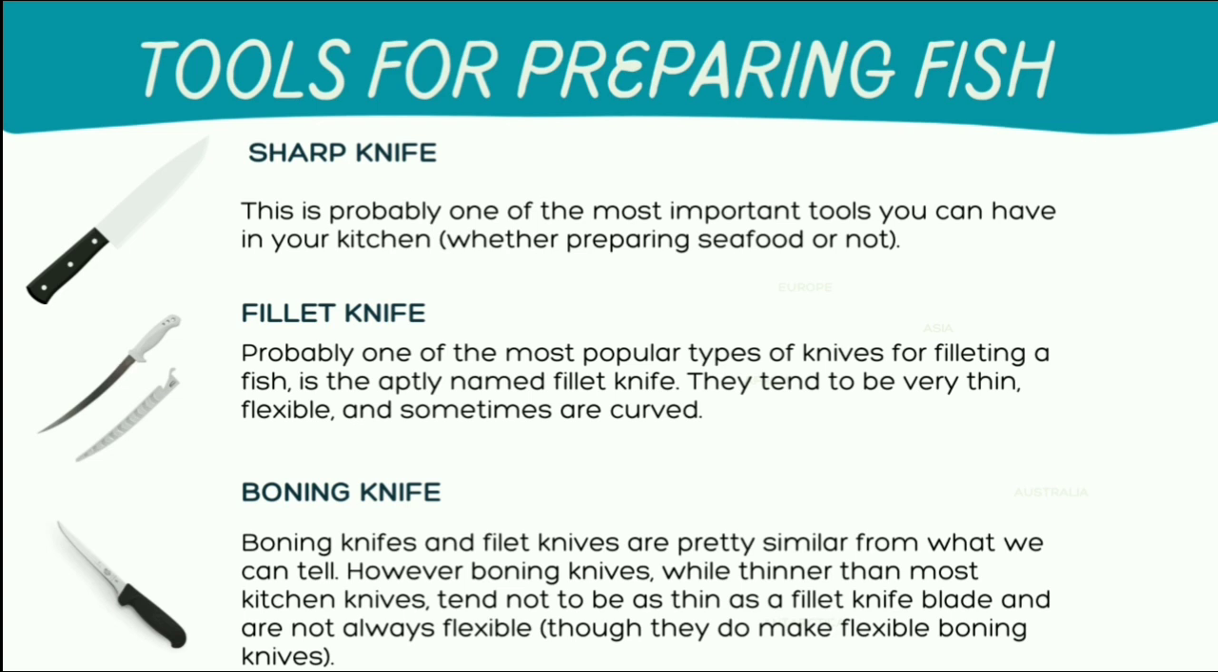Next, boning knife. Boning knives and fillet knives are pretty similar from what we can tell. However, boning knives, while thinner than most kitchen knives, tend not to be as thin as a fillet knife blade and are not always flexible. Though they do make flexible boning knives, they also tend to be straight and curved.